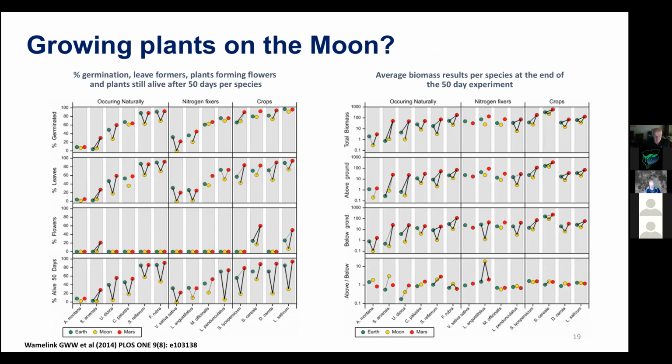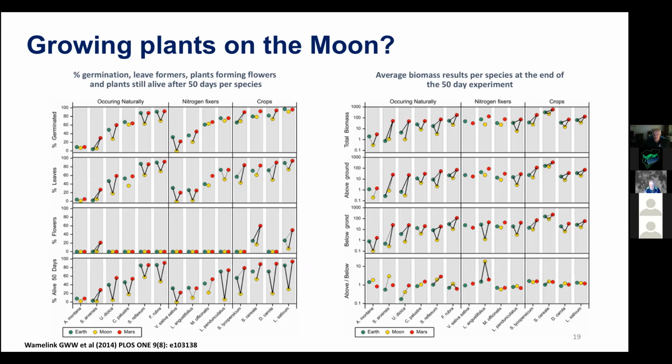So this is the study that was published in 2014. Again, looking at a range of plants here that are naturally occurring, some nitrogen fixers, peas, for example, some crops, and comparing their germination percentage, their ability to form leaves and form flowers, and what plants are still alive after 50 days. So the study was conducted for 50 days.